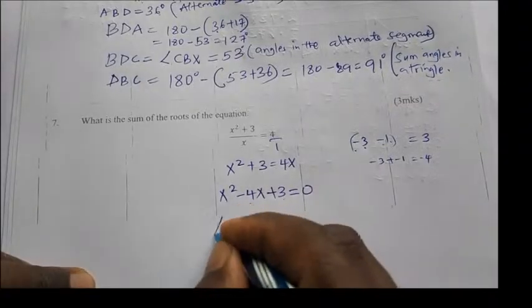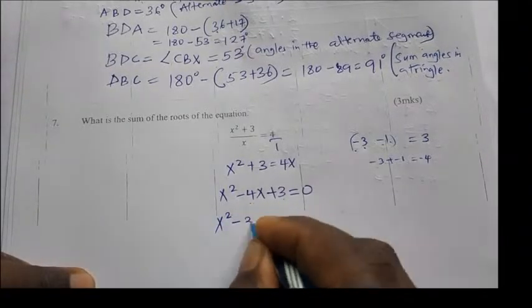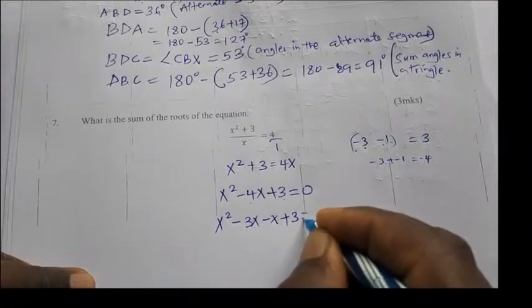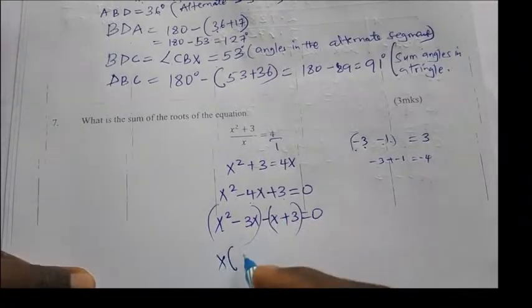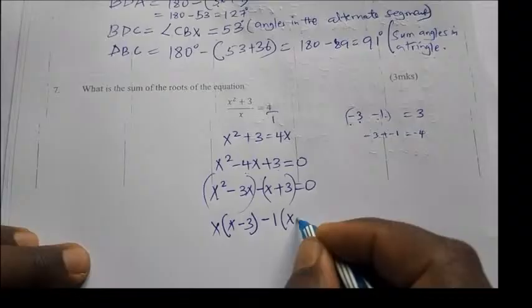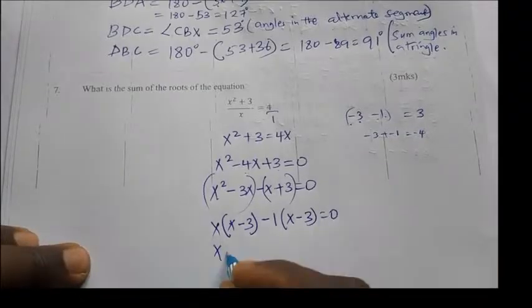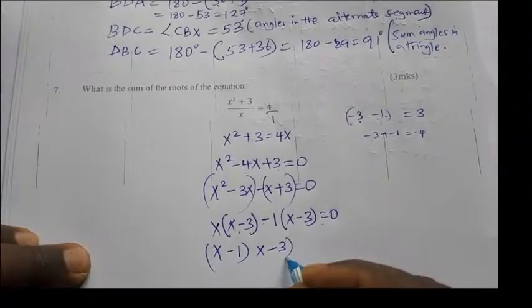So we will have x squared minus 3x minus x equal to 0. Group them into 2. Factor x out of the first pair and 1 out of the second, giving x minus 3 times x minus 1 equal to 0. So x minus 1, x minus 3 equal to 0.